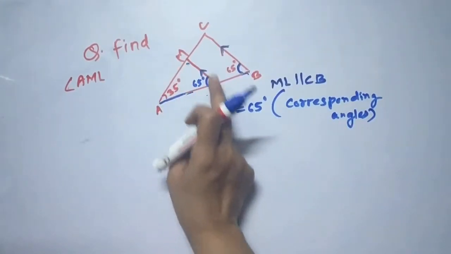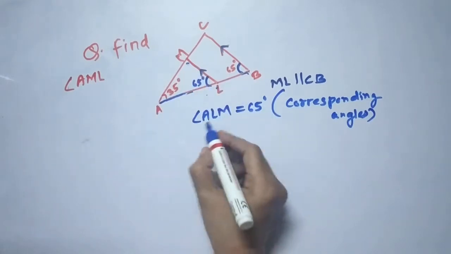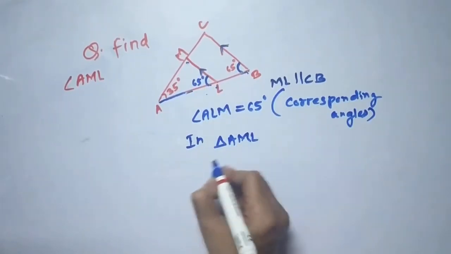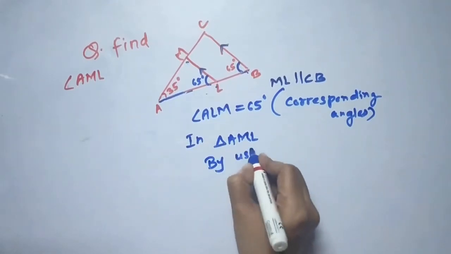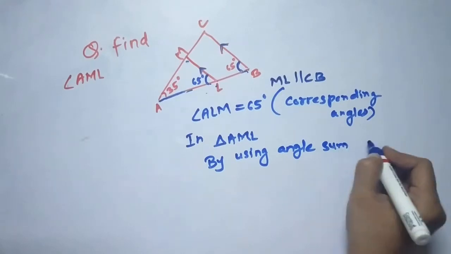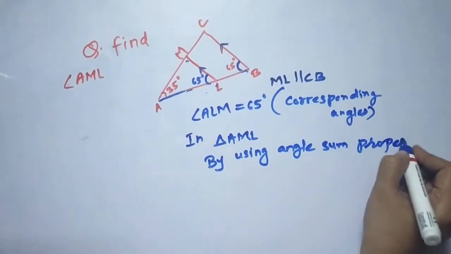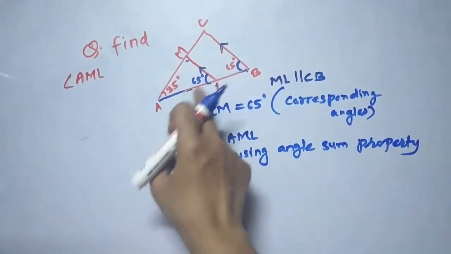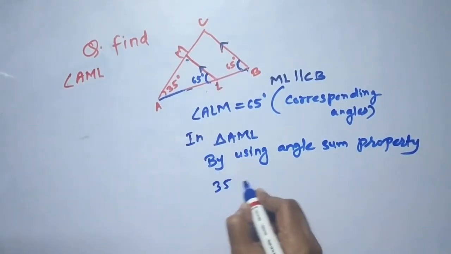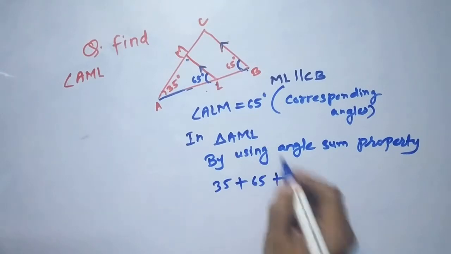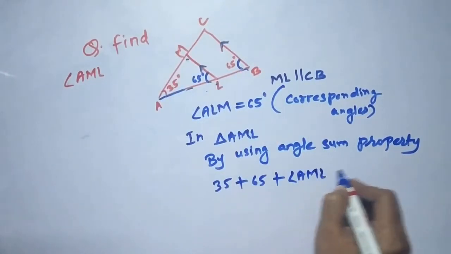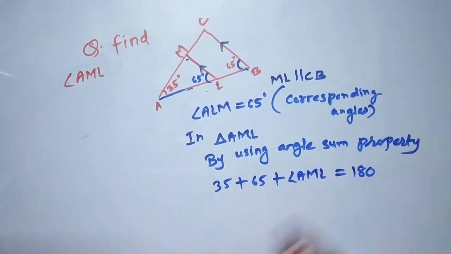Now consider this triangle AML. So you can write friends, in a triangle AML by using angle sum property. Angle sum property says that the sum of three interior angles is going to be 180 degree. So this 35 plus 65 plus this angle AML, which we have to find out, it is going to be 180 degree.